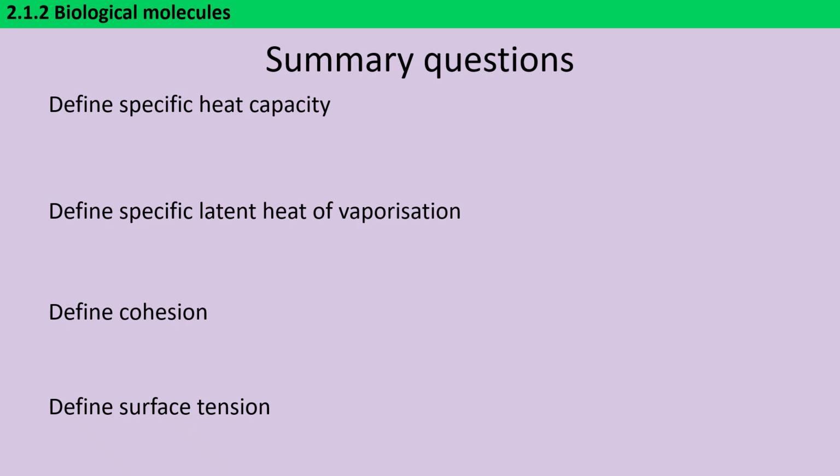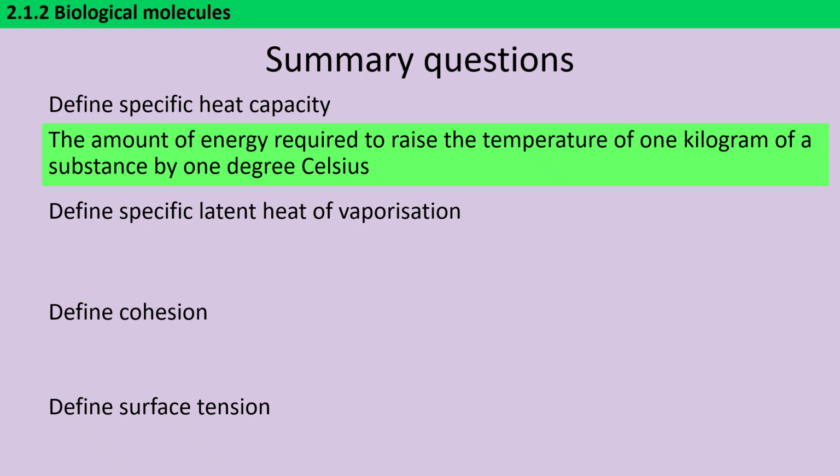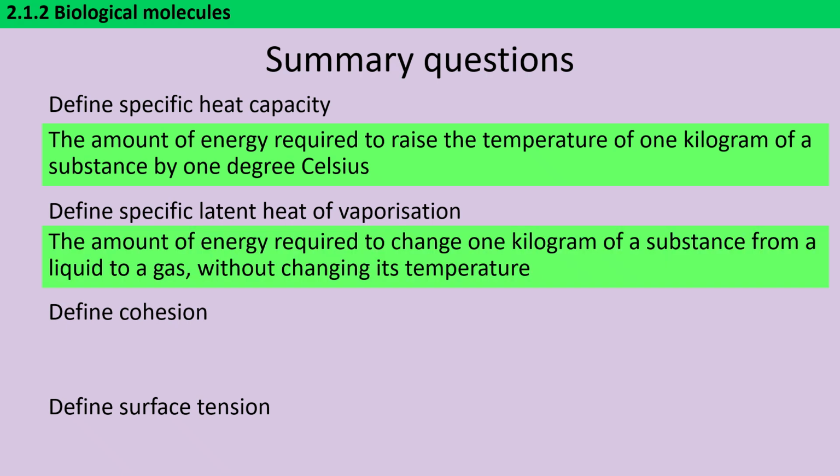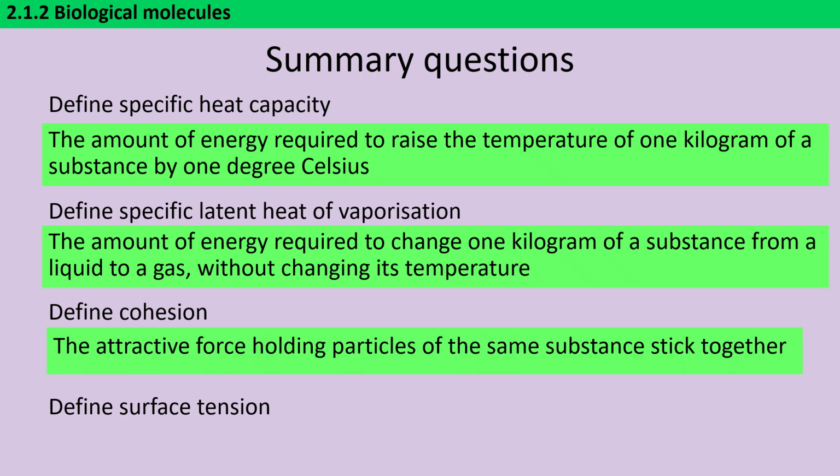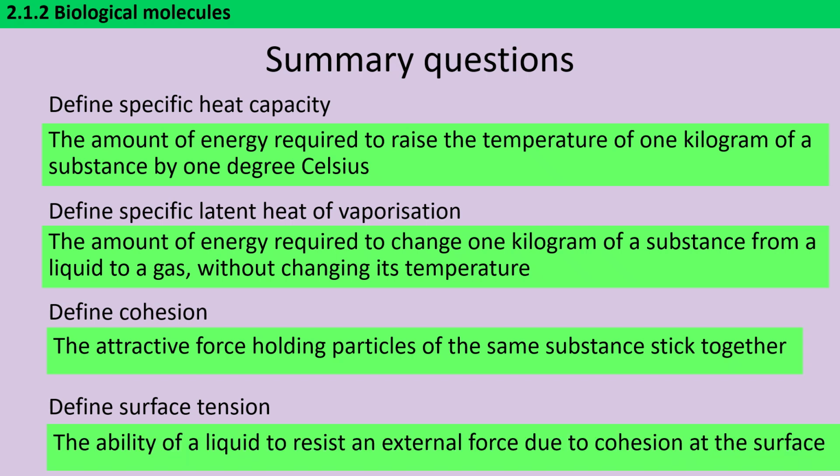Specific heat capacity is the amount of energy required to raise the temperature of 1 kilogram of a substance by 1 degree Celsius, whereas specific latent heat of vaporization is the energy required in order to change 1 kilogram of a substance from a liquid to a gas without needing to change its temperature. Cohesion is the attractive force that holds particles of the same substance together, whereas surface tension is the ability of a liquid to resist an external force due to the cohesion at the surface.